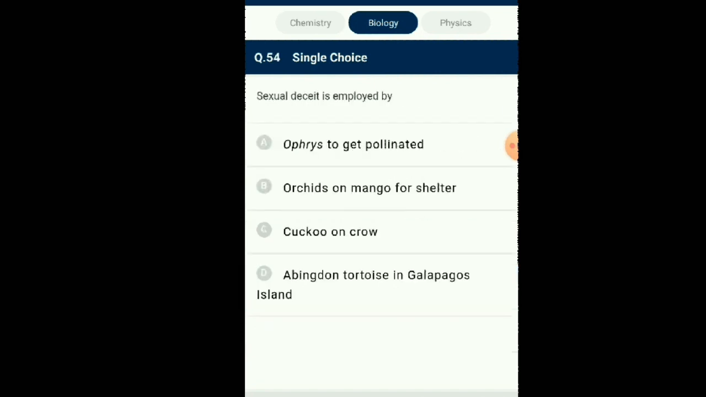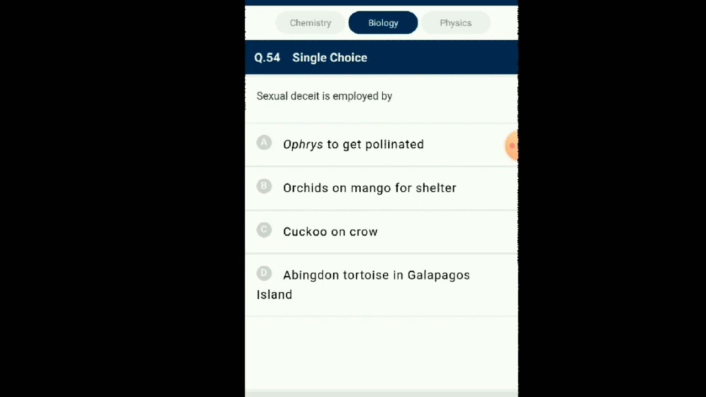Question number 54. Sexual deceit is employed by. The relationship between two organisms of different species where both organisms are benefited and none of the two are capable of living separately. Orchids of genus Ophrys use sexual deception to promote pollination by bees. So one of the petals of the flower bears a resemblance to the female bee in size, color, and markings, thus attracting male bees.